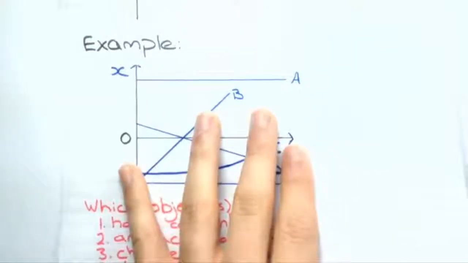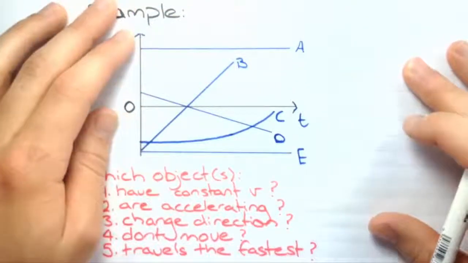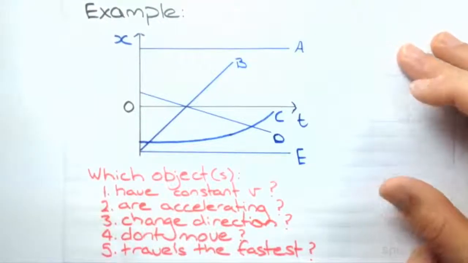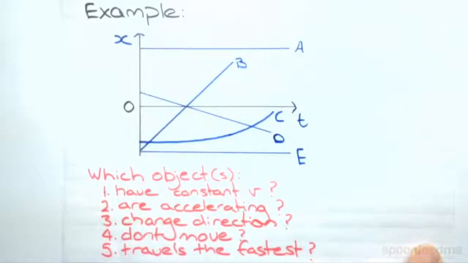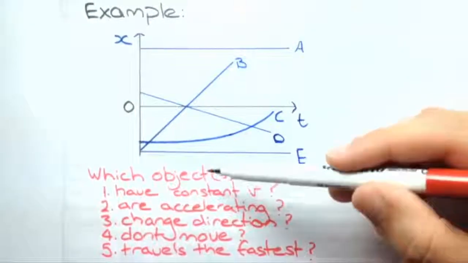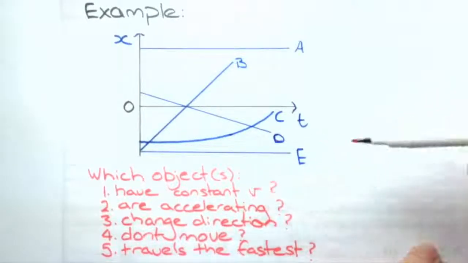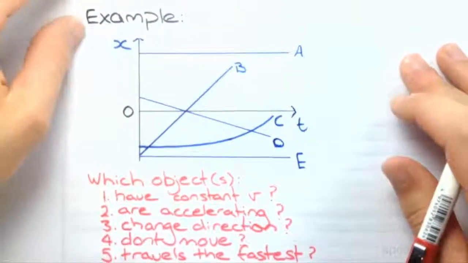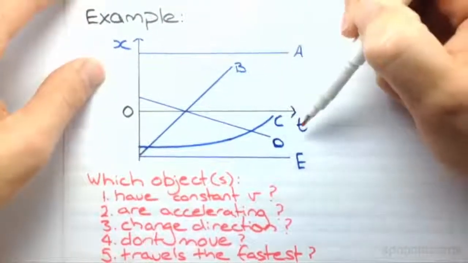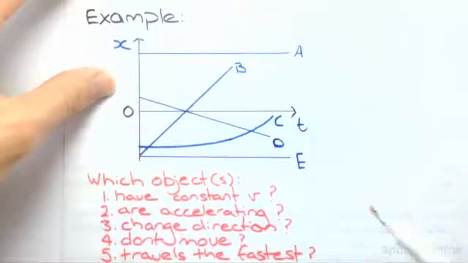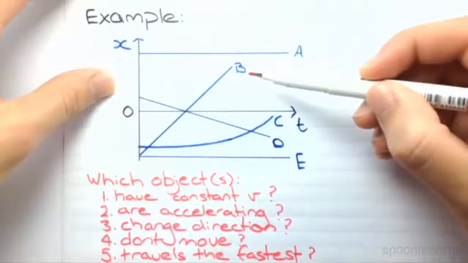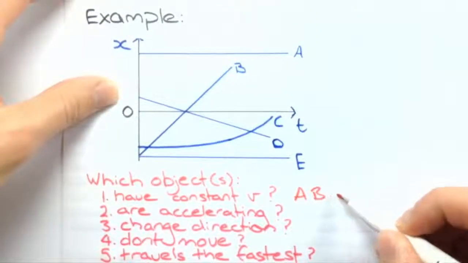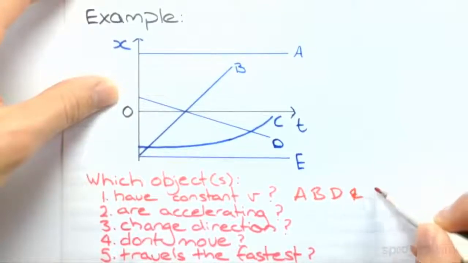So I've drawn an example over here. We've got a displacement versus time graph, and we've got a few different lines, and a few questions concerning the lines. So, first question, which object or objects have a constant velocity? Now, that means that the velocity doesn't change, so that means that the slope of the line doesn't change, because the slope of the line is the velocity in a displacement versus time graph. So the slope of the line doesn't change in A, doesn't change in B, doesn't change in D, and doesn't change in E. So let's write those in: A, B, D, and E.